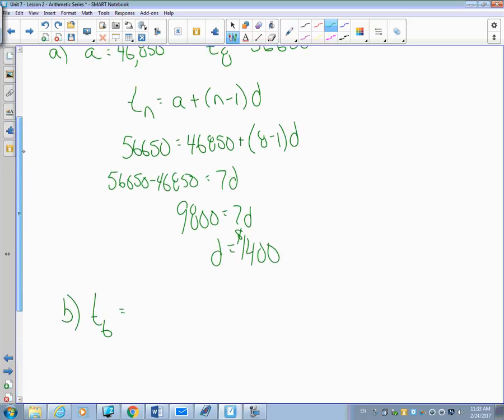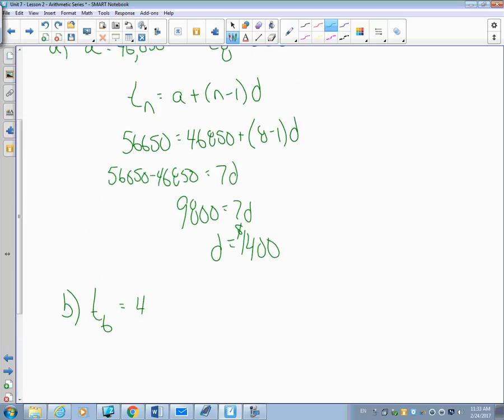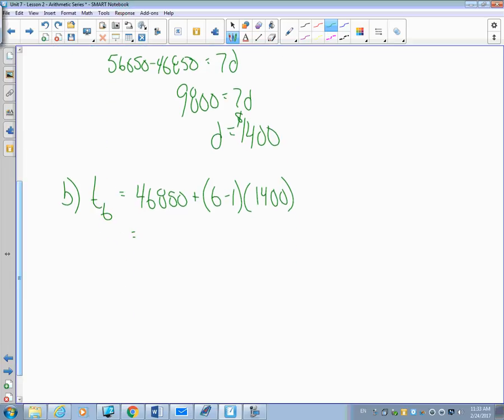And so go back to the beginning. What did we say our A value was? 46,850 plus n is 6 now. Our difference we just calculated was 1,400. And we'll punch that into our calculator there. Or if you want to show steps, you can do that. You don't need to show me the intermediate step if you don't want to. You can go right into your calculator. We get 53,850.